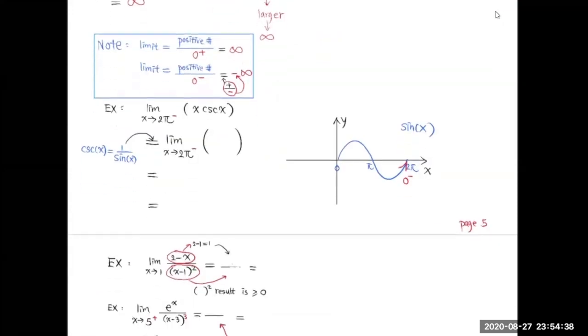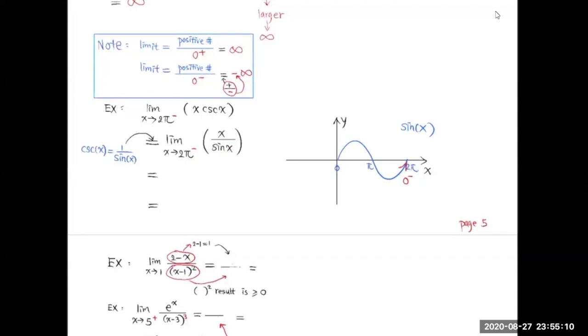Okay, this next one here. We're trying to find this limit. Now, x times cosecant of x. We know that cosecant is a reciprocal of sine. So we can rewrite this function as x over sine of x. Now, what happened to the numerator? The numerator is going to go to 2 pi. x is approaching 2 pi.